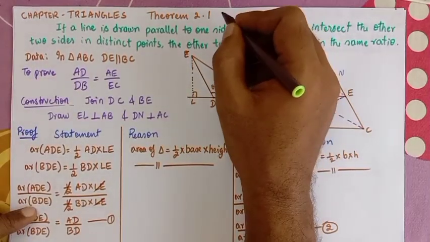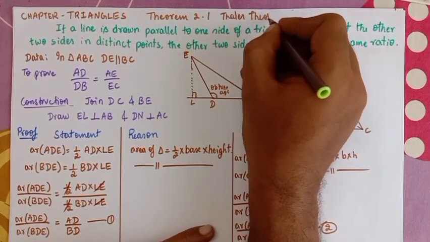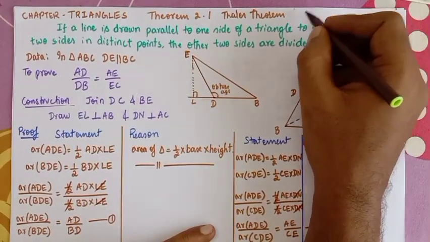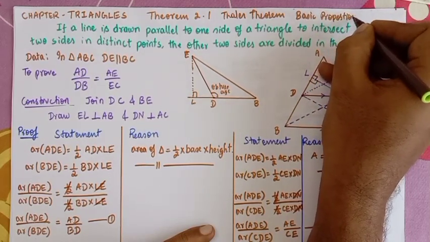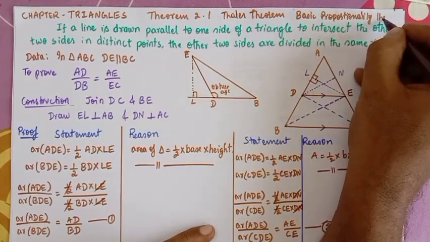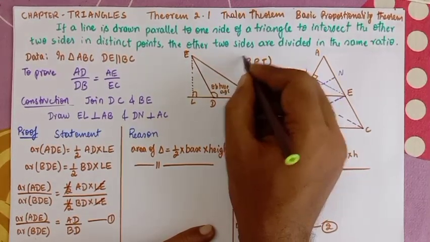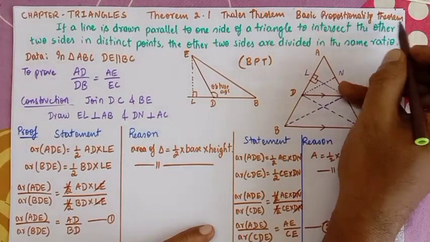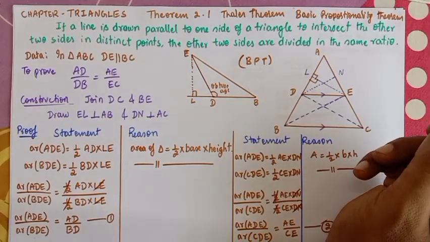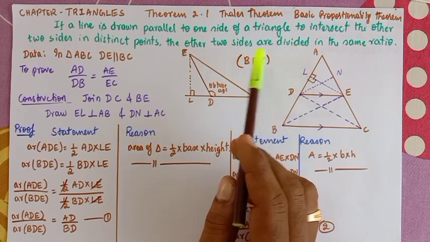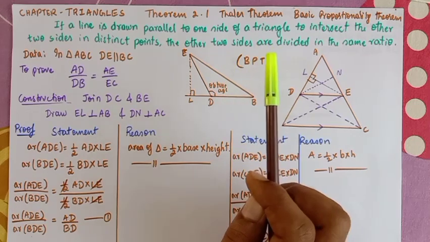This theorem is also called Thales theorem, and the common name is basic proportionality theorem, usually called BPT. This is called Thales theorem, basic proportionality theorem, and we commonly call it BPT. This theorem is repeated frequently in the Karnataka State SSLC examinations.